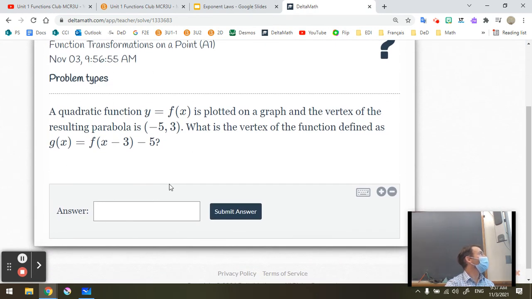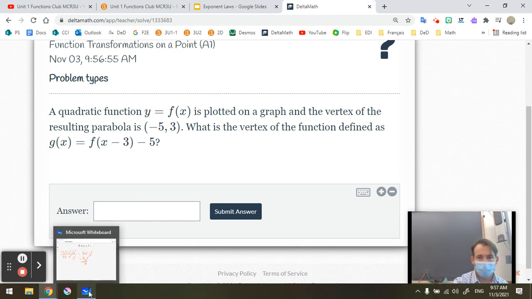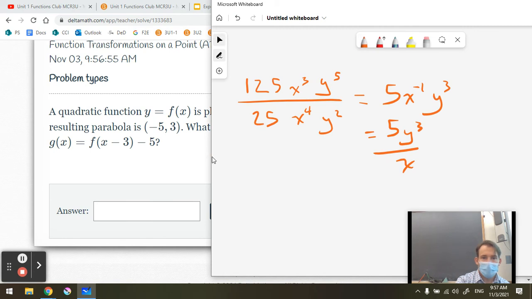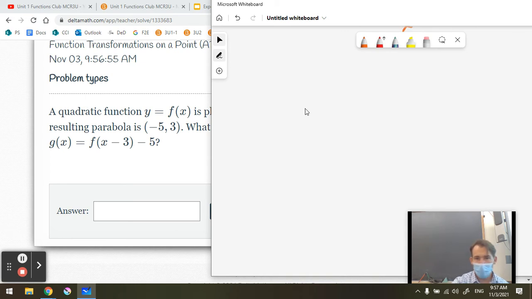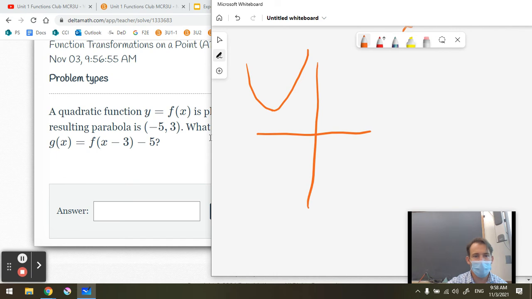Okay. Quadratic function y equals f of x is plotted on the graph and the vertex of the resulting parabola is negative 5, 3. What is the vertex of the function defined as g of x equals f of x minus 3 minus 5? Good. So I want to be able to sketch in my head, or quickly sketch on a piece of graph paper, that point, negative 5, 3. That's the interesting point. It's right there. And that's the vertex of some parabola. Then I'm going to transform that parabola with these two transformations.